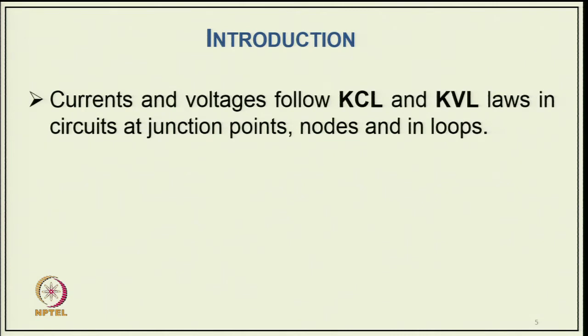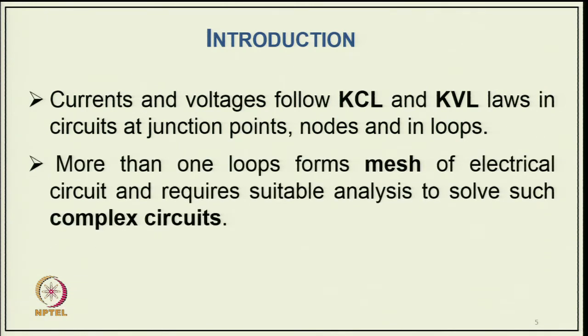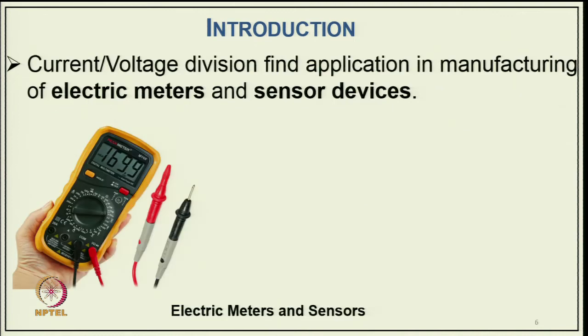The current and voltage follow Kirchhoff's current law, in short KCL, and Kirchhoff's voltage law, KVL, in the circuit at junction points, nodes and in loops. Kirchhoff's current law is used at nodes and Kirchhoff's voltage law is used in loops. More than one loop forms a mesh of an electrical circuit and requires suitable analysis to solve such a complex circuit.